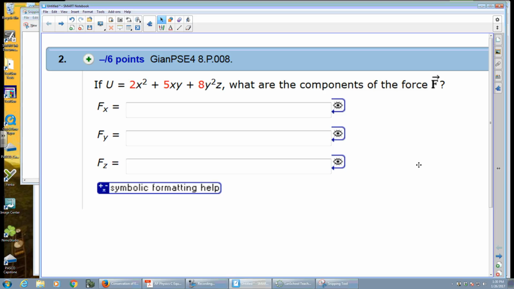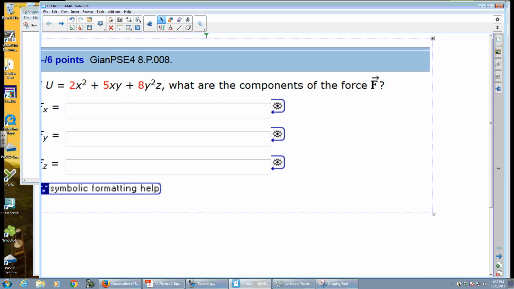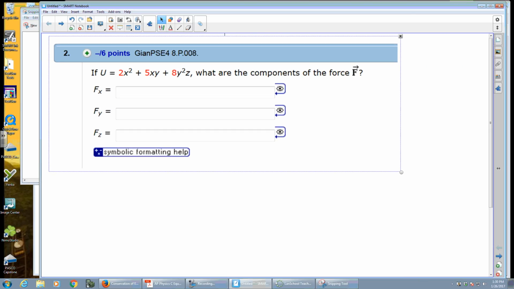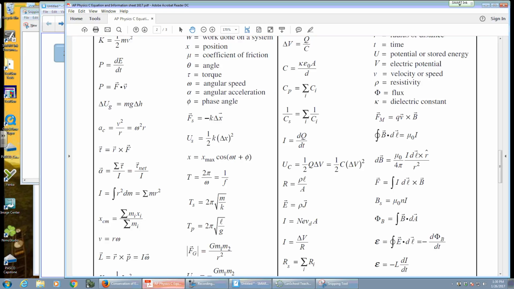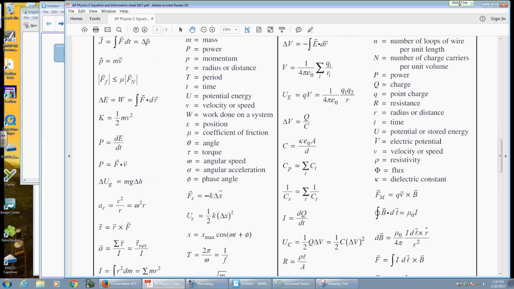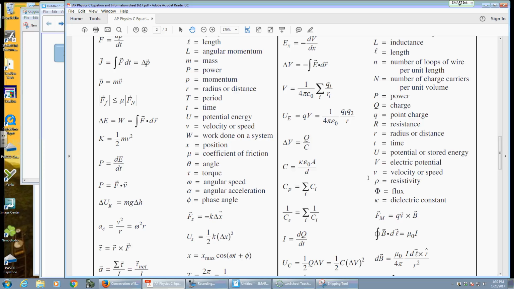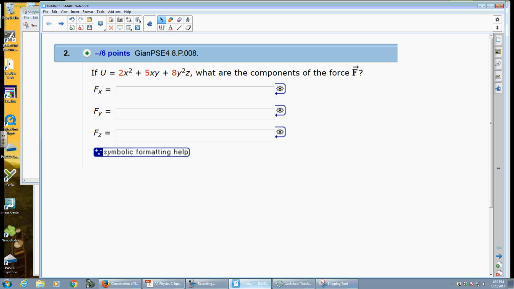Alright, so if potential energy is described by this function, what are the components of the force F? So we look at our handy dandy reference sheet. The change in energy, which we could relate to our potential energy function here, is the integral of F dot dr. So we're going to integrate this expression with respect to x, just with respect to y, just with respect to z. So really, we're doing 3 separate integrals of it.